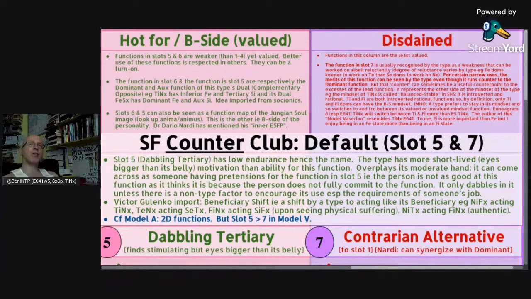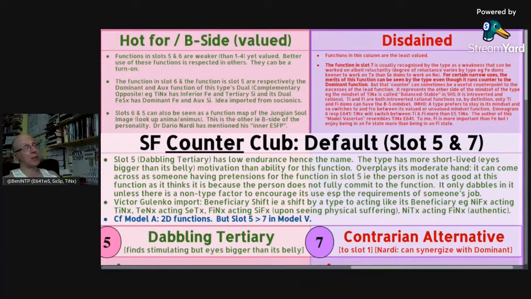Unless there is a non-type factor to encourage its use, especially the requirements of someone's job. So, for example, tertiary TE in, say, ENFPs, where it's like, whoa, where did that TE come from? Well, someone's upbringing and career, and if their job is interesting enough, then yeah, it can develop it. Now, ENFP left to its own devices, maybe an ENFP that was born into a lot of money may not by default develop their TE as much.